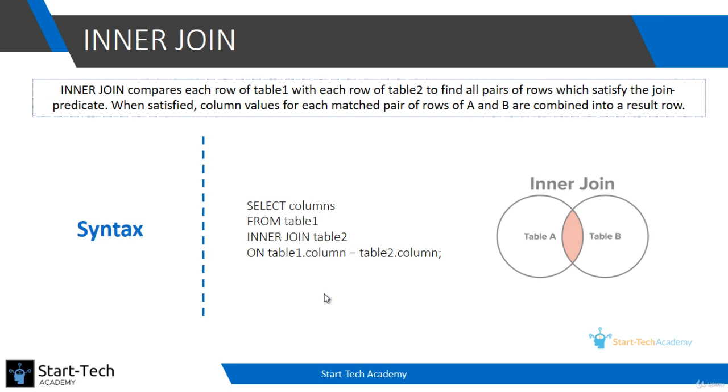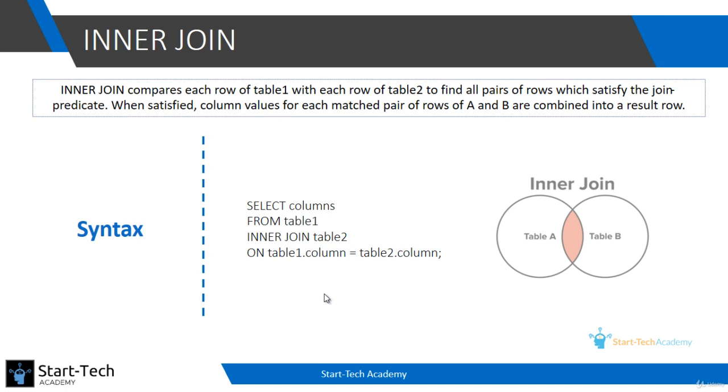With this graphic also you can see inner join is the shaded part which is common between the two tables. So it will find out that shaded part first, and then for that shaded part it will give you the values of all the columns that you have mentioned in the select clause.